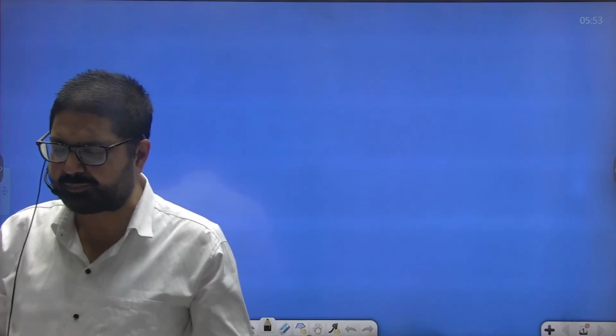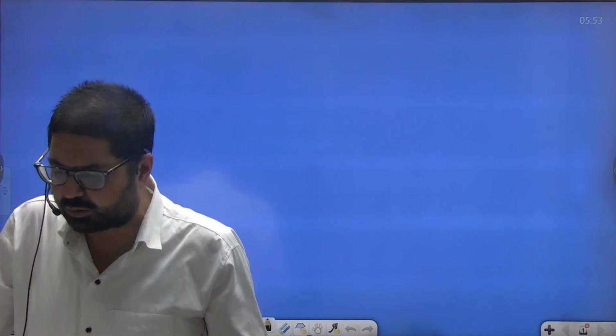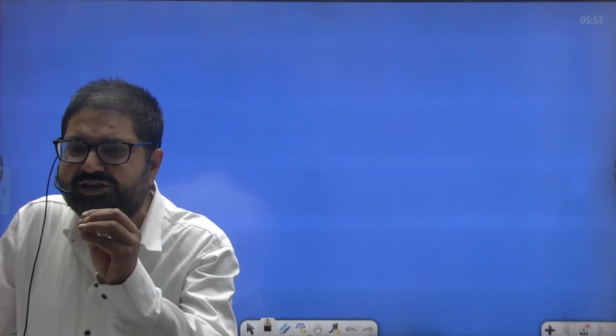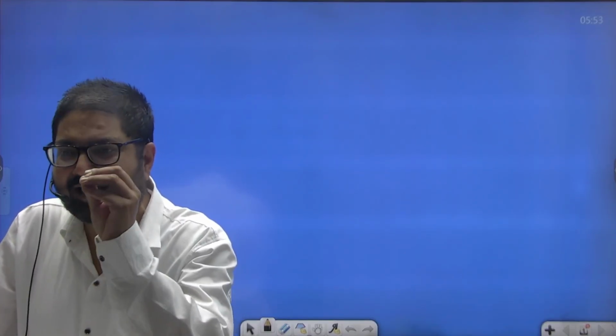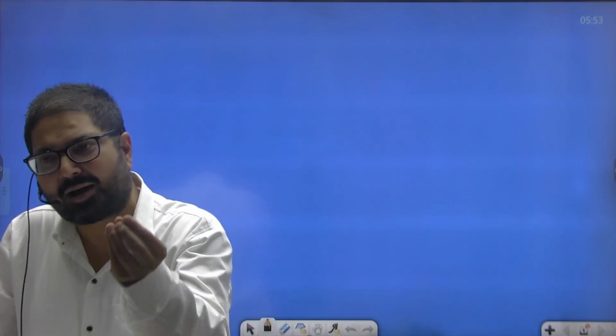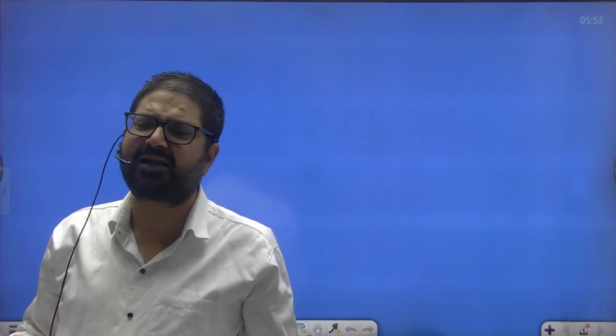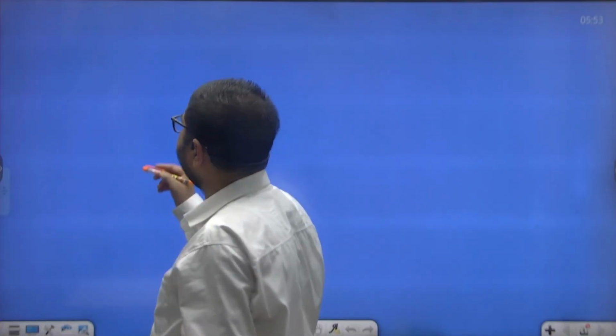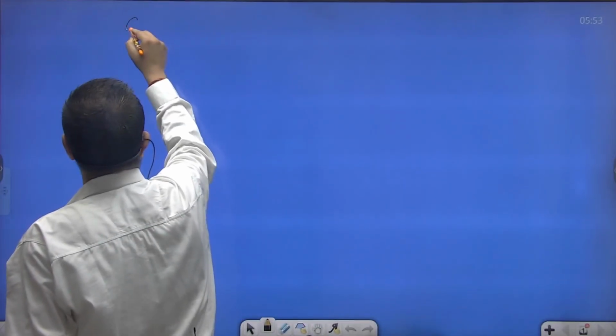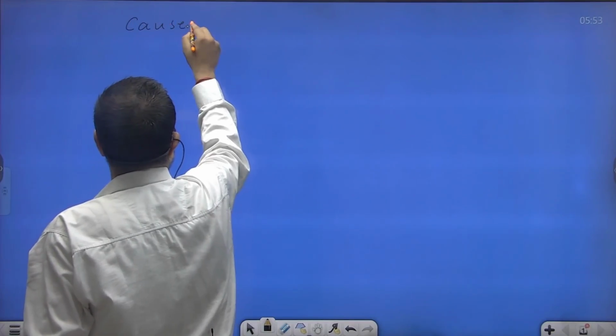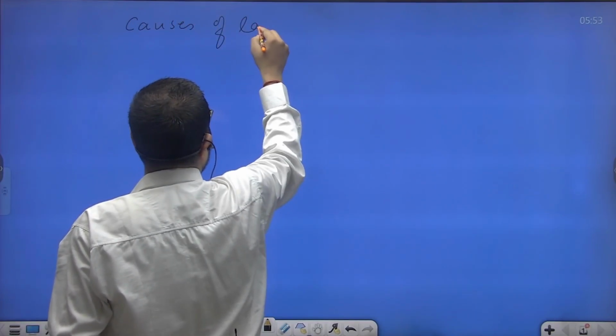So here we are going to discuss the question paper of 2021. The question is, differentiate the causes of landslides in Himalayan region and Western Ghat. Both the Himalayan region and Western Ghats have landslides, but the causes of landslides are drastically different. Differentiate between causes of landslide.